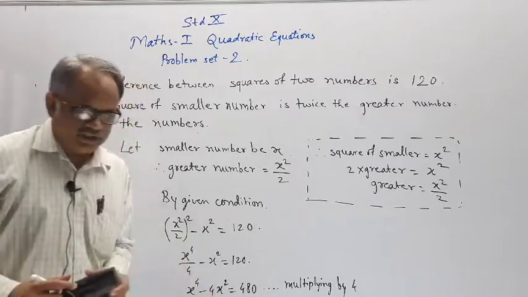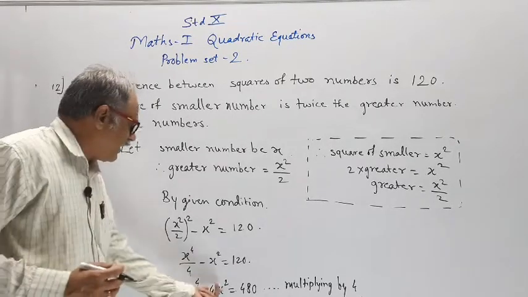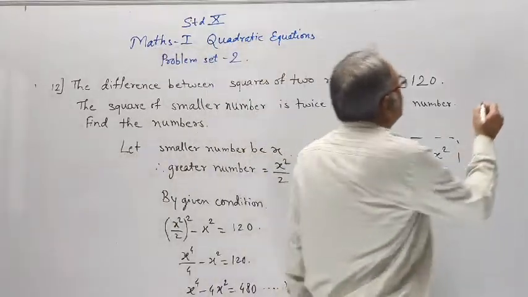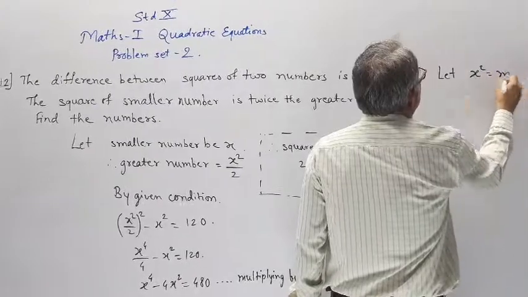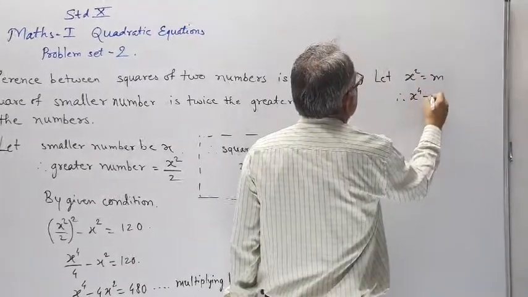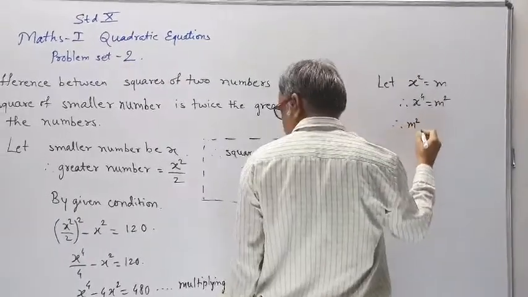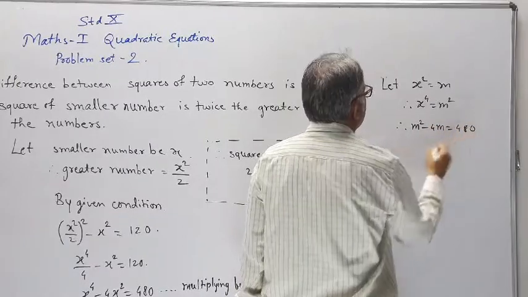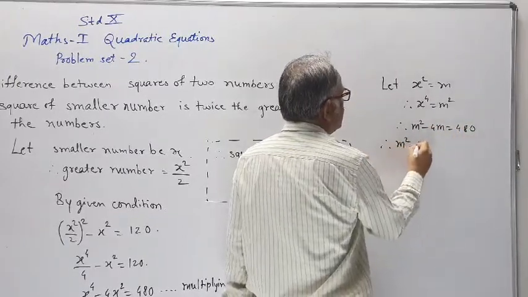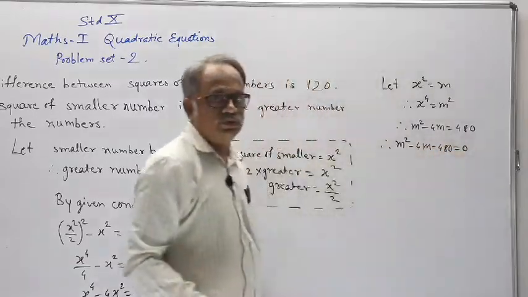Now we have to solve it. We want x, so first find x square. Let x square equal m. Therefore x raised to 4 equals m square. Therefore m square minus 4m equals 480. m square minus 4m minus 480 equals 0.